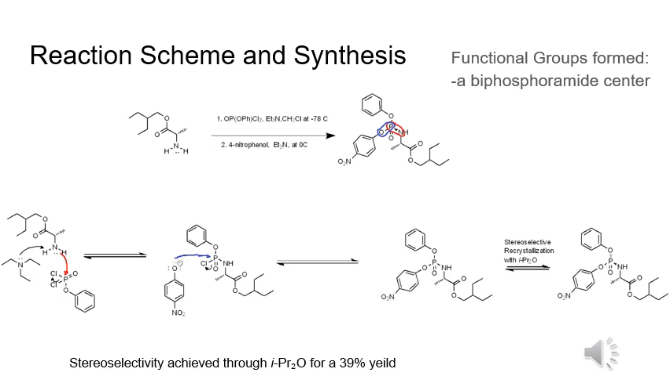Finally, selective recrystallization using diisopropyl ether is utilized to influence the stereoselectivity of the reaction, resulting in a 39% yield. This product can then be used to create the final prodrug in later reactions.